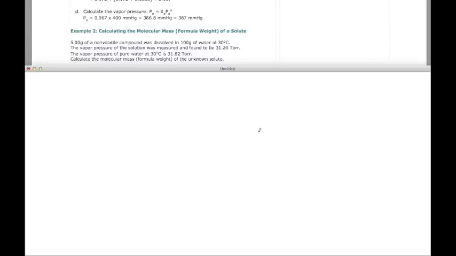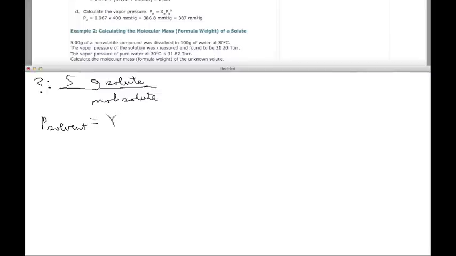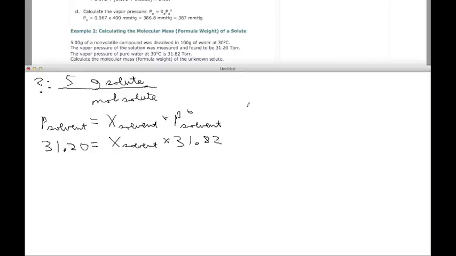So they're asking for grams of solute per mole of solute. And we already know 5 grams. So first we have to use P solvent is equal to X solvent times P naught of solvent. P solvent is 31.20 torr, and that is equal to X solvent times 31.82 torr, because that's for pure water.